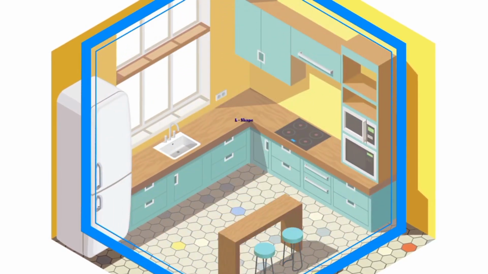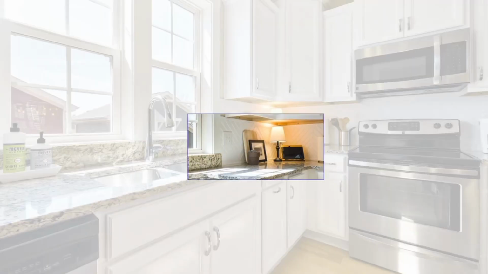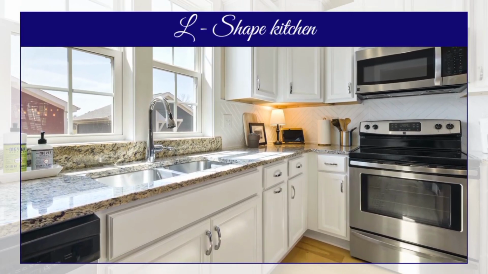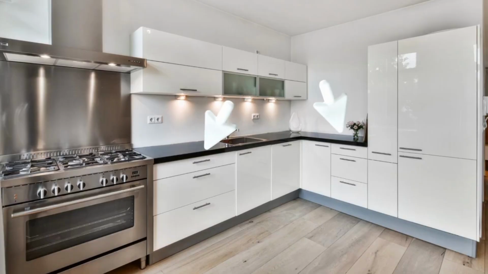First one is L-shaped kitchen. L-shaped kitchen is the most common and widely used kitchen layout. This layout has an L shape. The countertop has two sections that meet at a right angle.